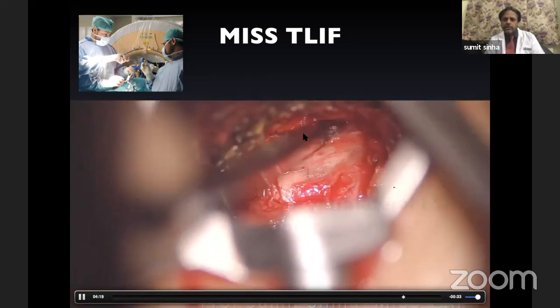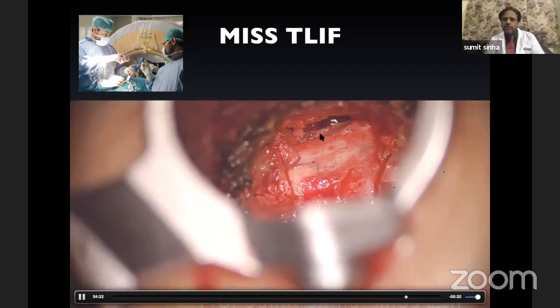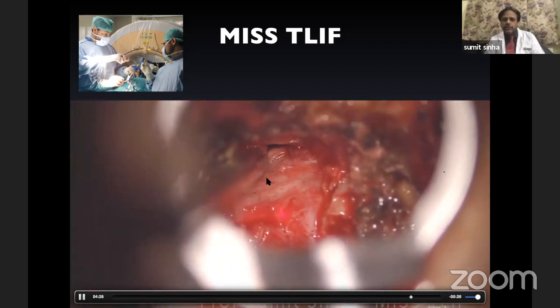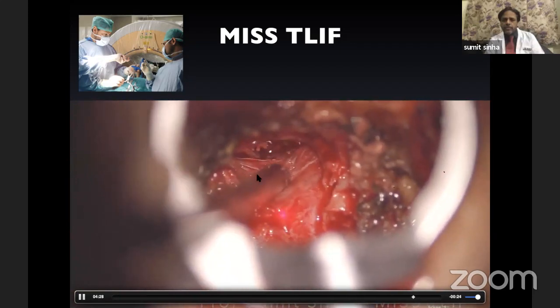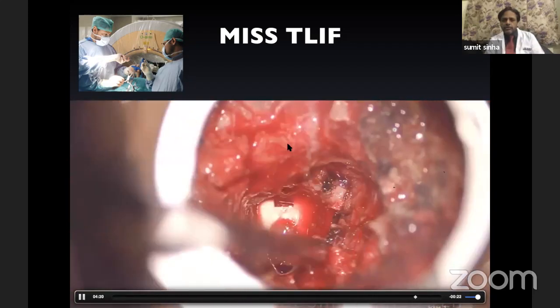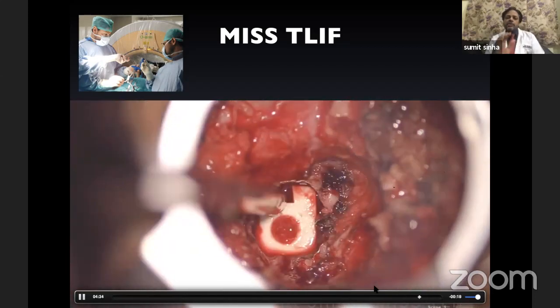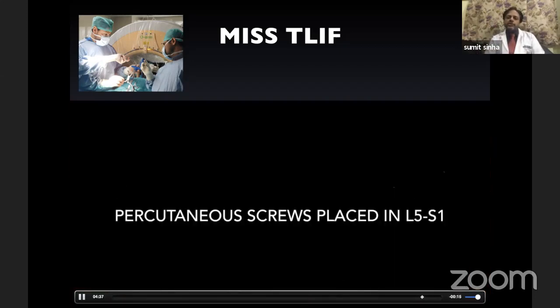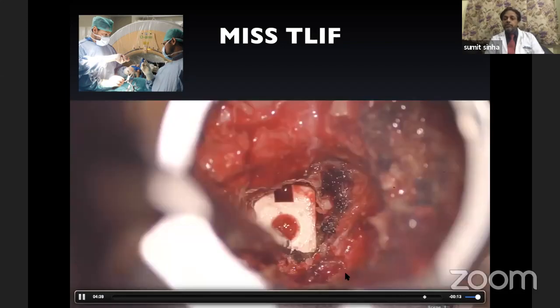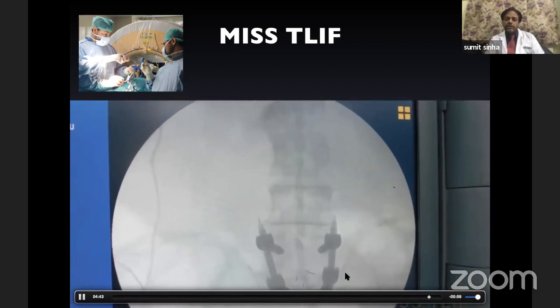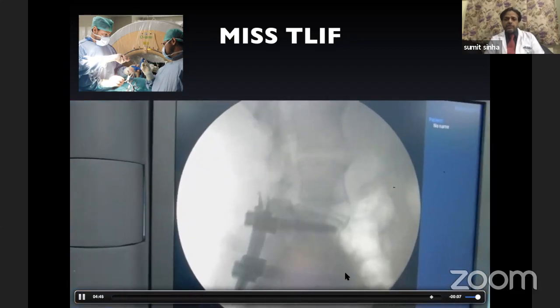And not only removing the spinous process, I have also done the foraminotomy over here of the S1 root, so that it becomes free. Now see, this is the completed procedure with the bony cage, and then after this you place the percutaneous screws in the L5-S1, so that this completes your surgery. This is the immediate on-table X-ray which was done after the surgery.